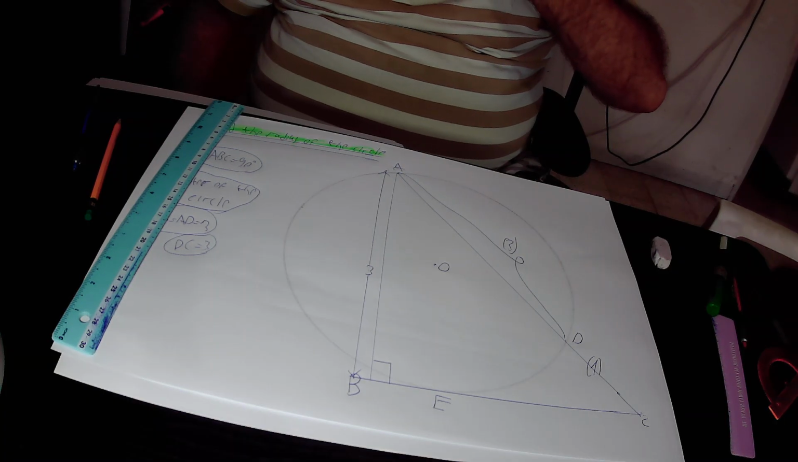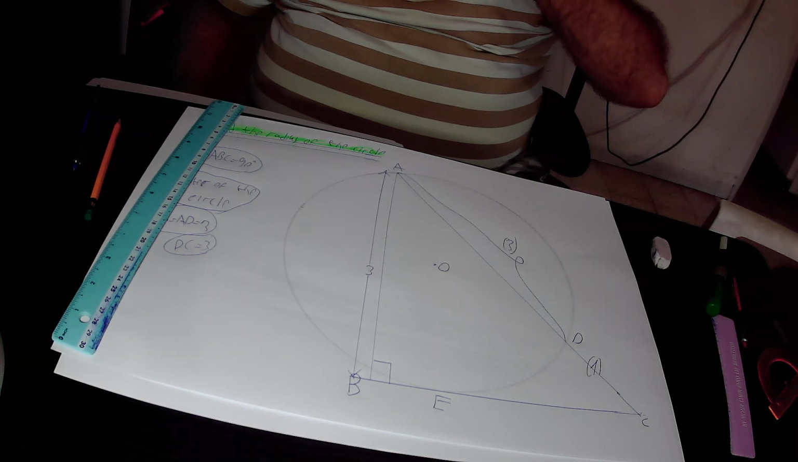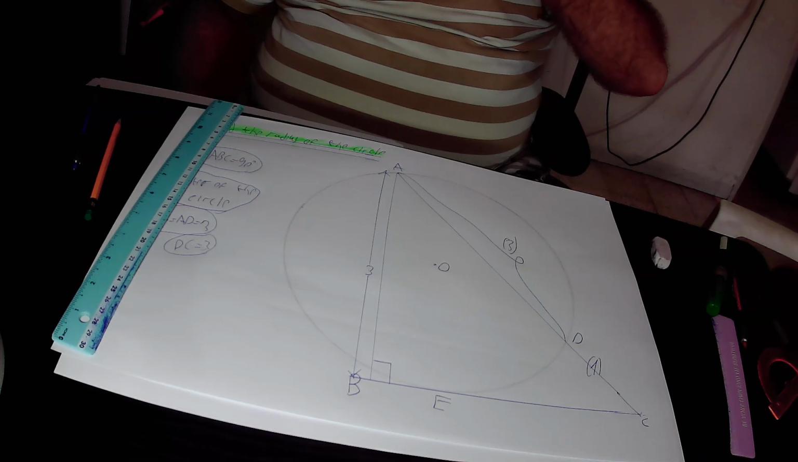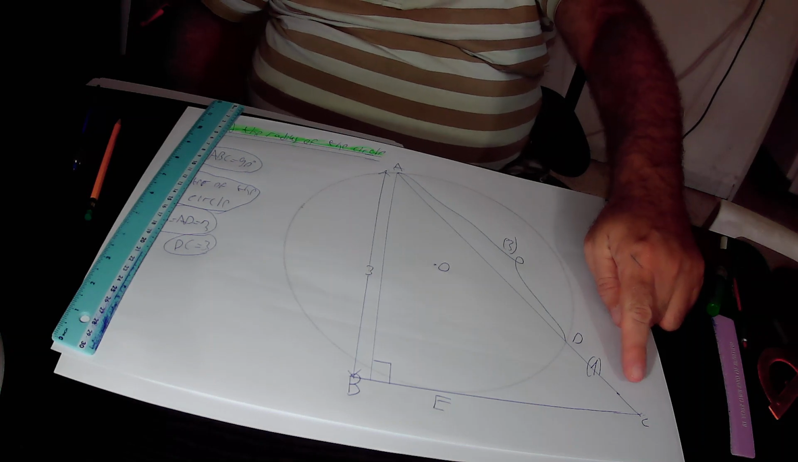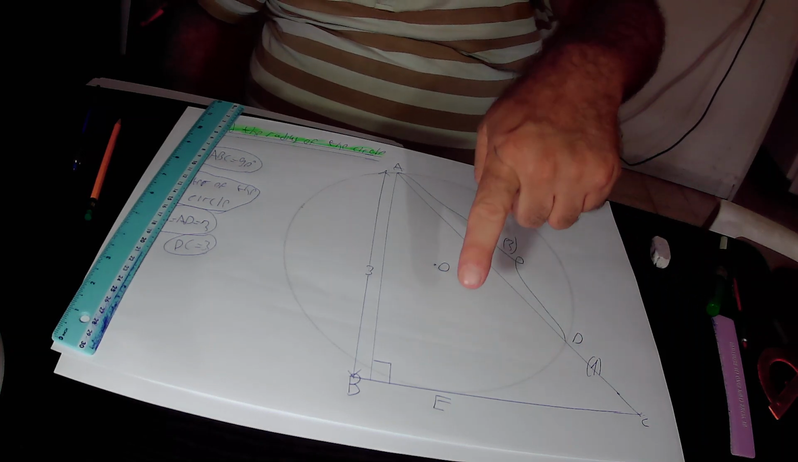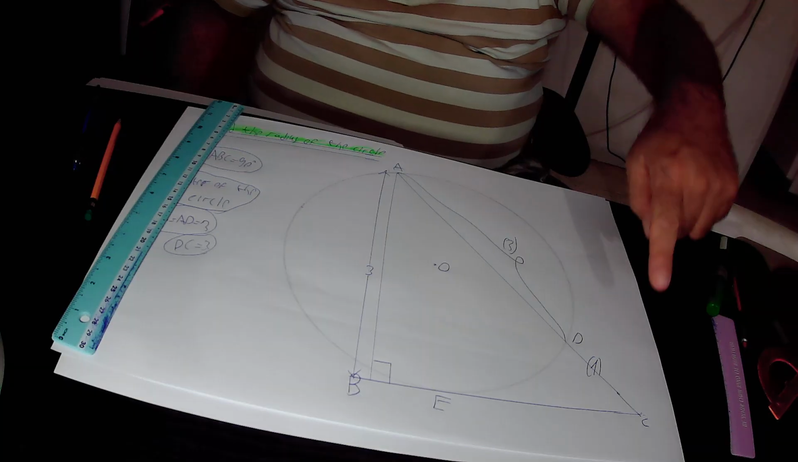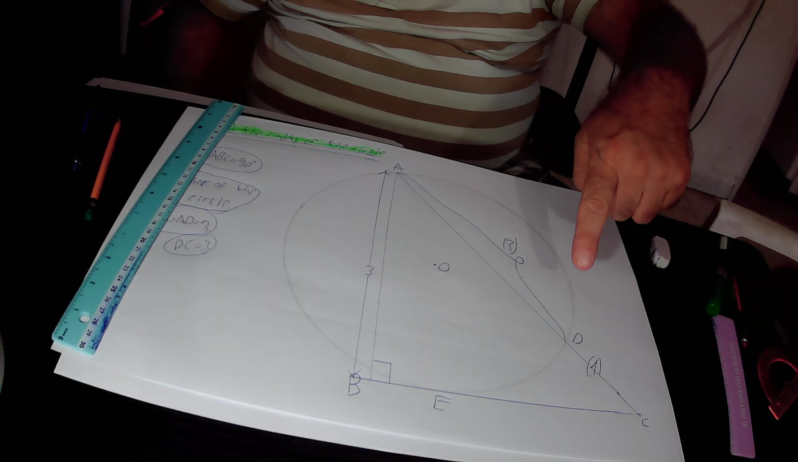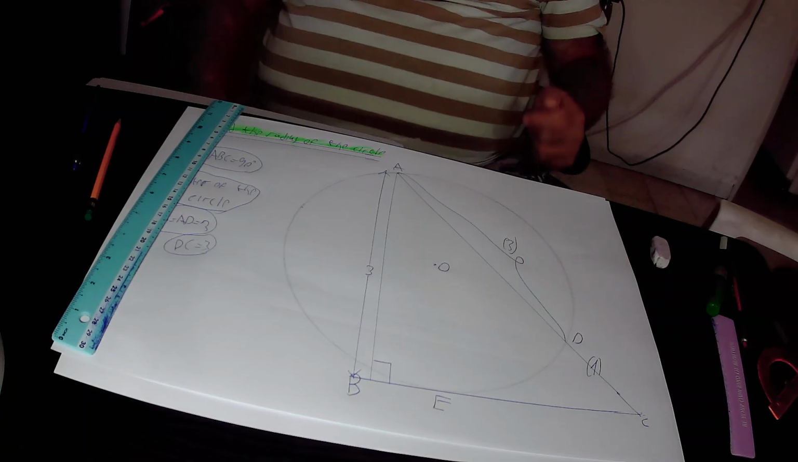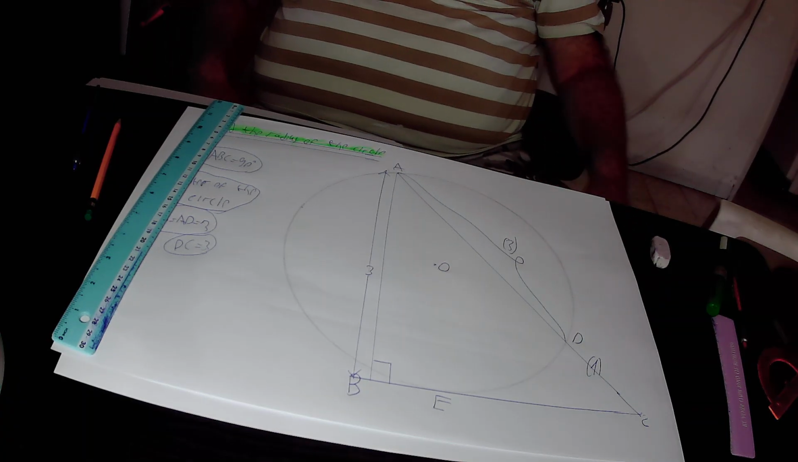So first of all, we focus on this common standpoint, point C. From this common standpoint point C, we have tangent CE, which is tangent to this circle at point E, and we also have the second line CA that cuts the circle at two points D and A. So here we can implement rule 25.